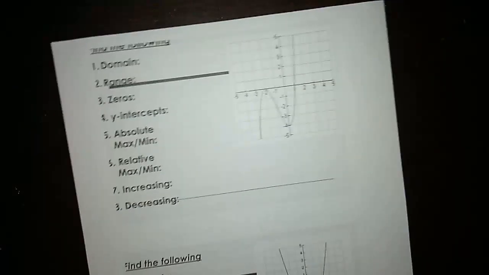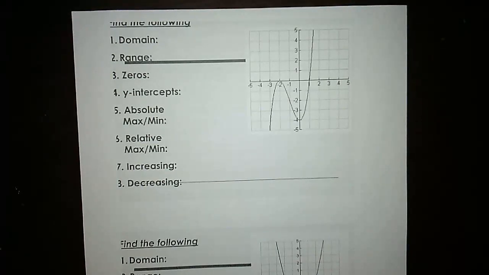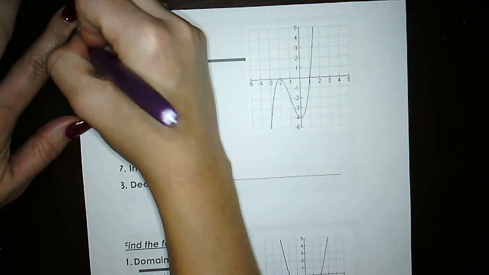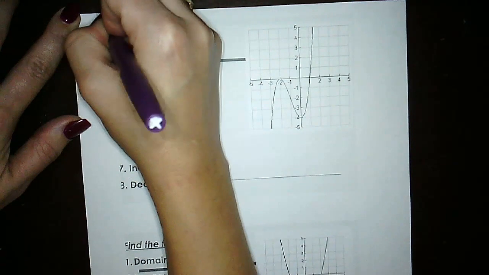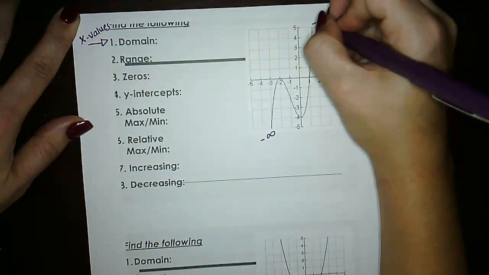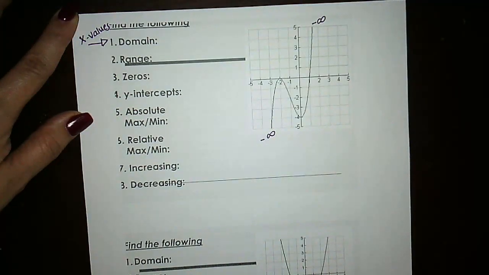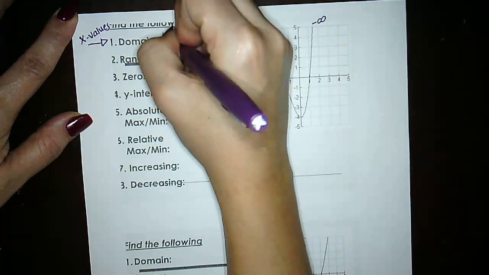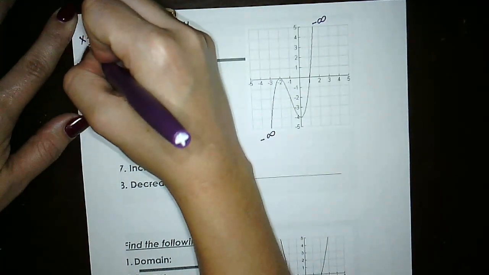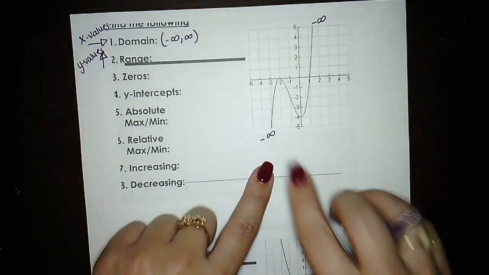So let's put this all together. So everything we've discussed so far, we're going to look at a problem. So our domain, again, is our x values, left to right. I see that it's going from negative infinity to positive infinity. And my range is the same. I go bottoms up, looking at my y values. And there's no stopping point.